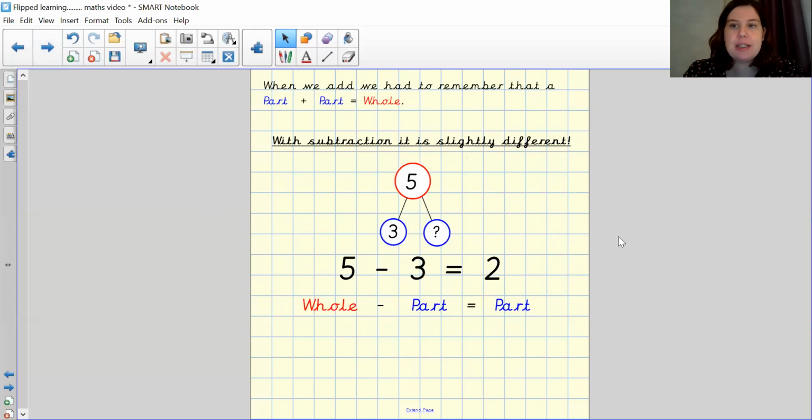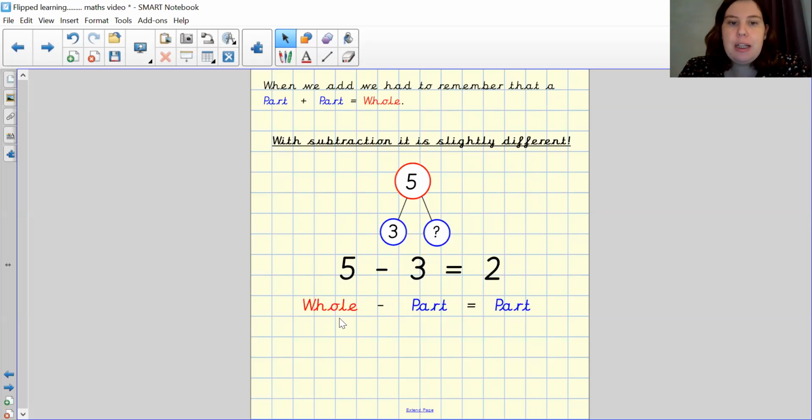So today we are focusing on part whole model. As you can see, the sentence is different to when we did our addition. When we did our addition, we did part plus part equals whole, okay? And everything from our part moved upwards into our whole. Well, with subtraction, it's a little bit different. We need to take some from our whole and then move them down into our part. So this time we are going down and not up, okay?